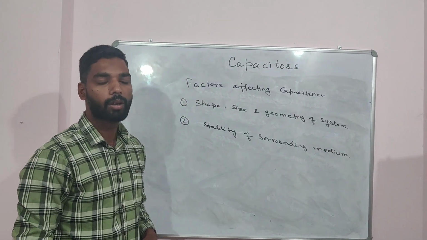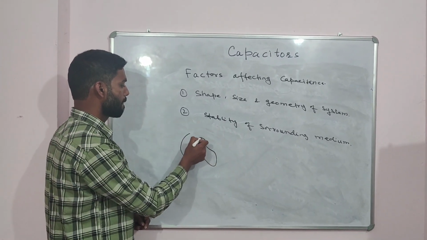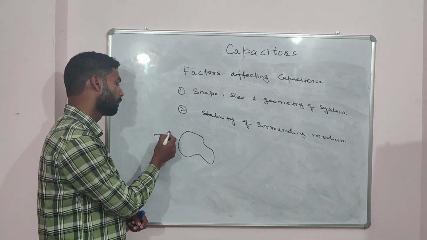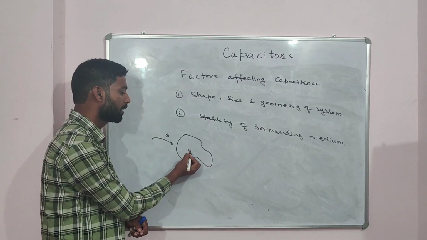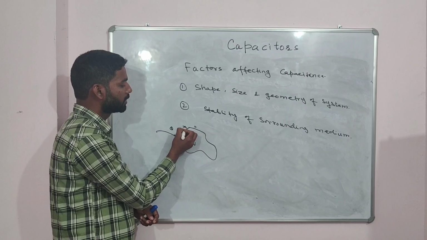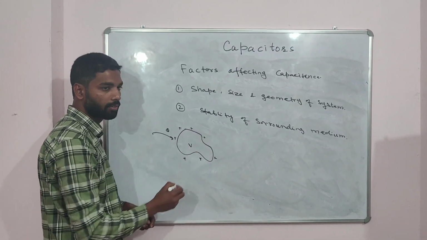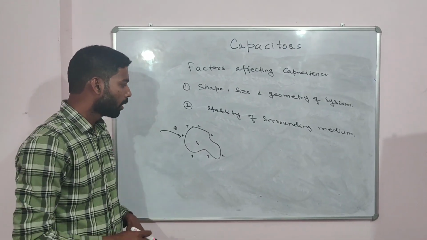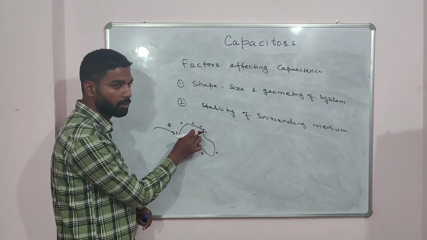Let me explain. If we have a conductor like this, any arbitrary shaped conductor, and we supply charge to it, as we keep supplying the charge, its potential will increase, the field will increase, and charge density will appear on its surface. But since the surface is irregular, it will be a non-uniform charge distribution. So at a sharp point like this, the charge density will be higher.